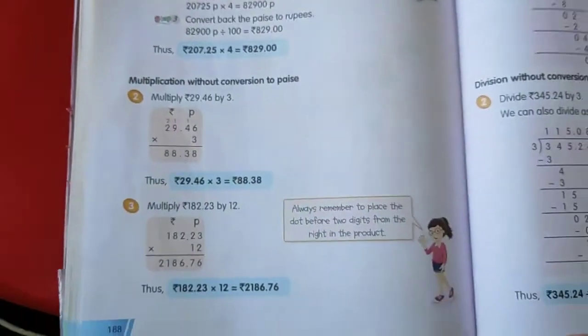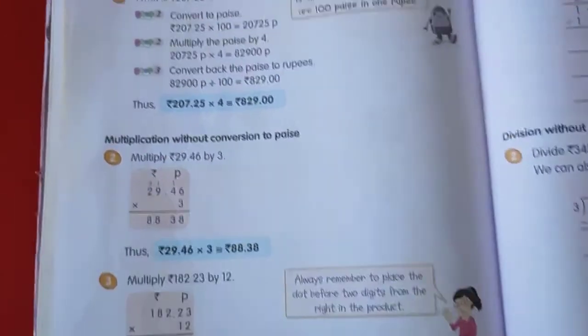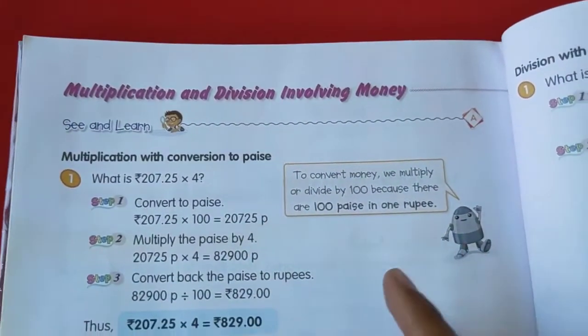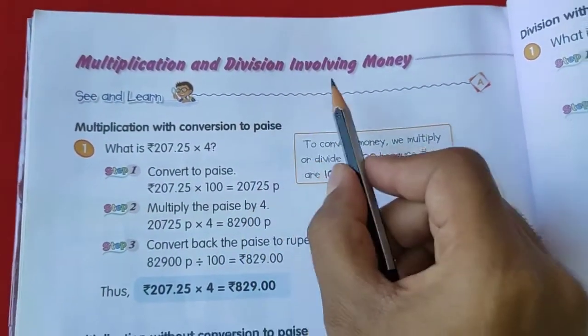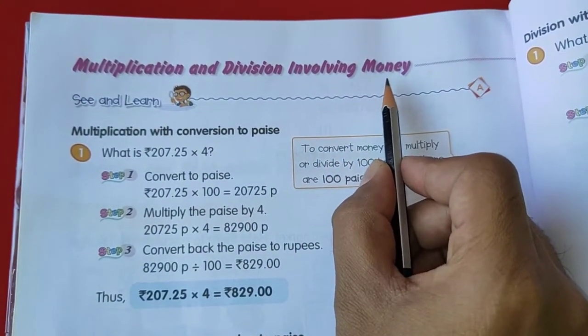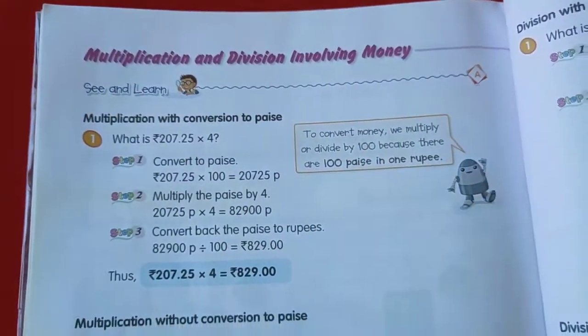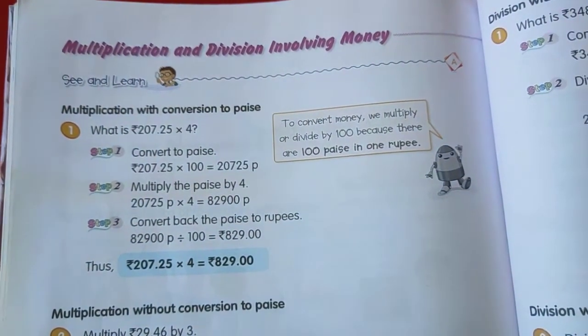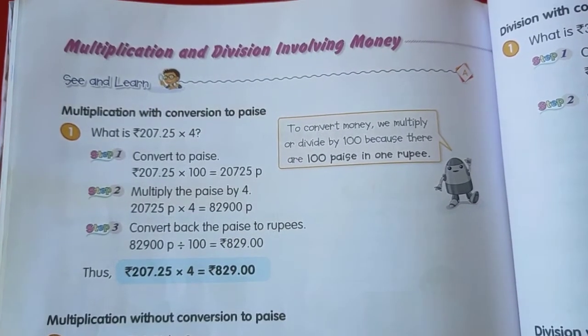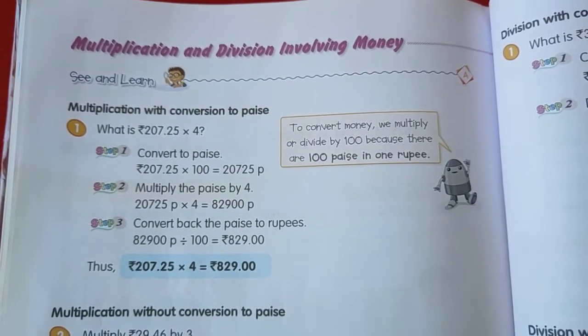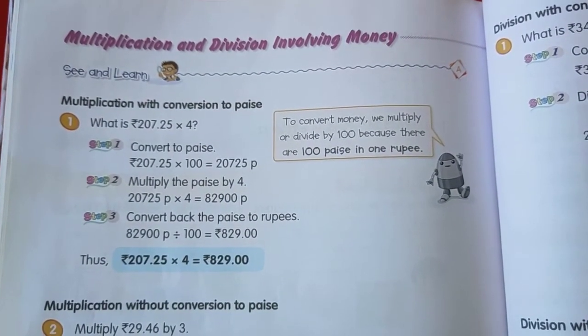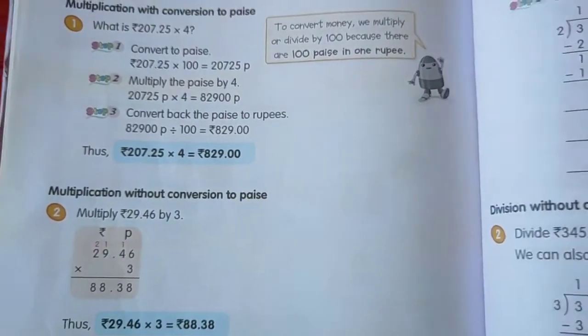Now come to page number 188. See the heading: multiplication and division involving money. We already know multiplication and division. Here we are going to apply the same concept, with just a small difference. See the first question here.